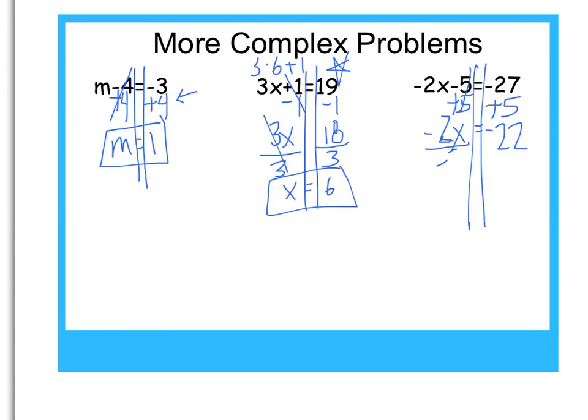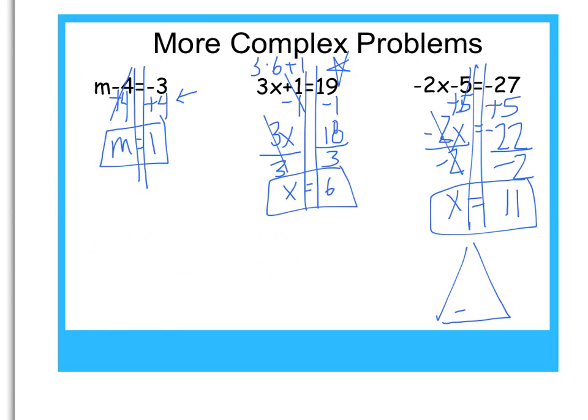Now I'm going to divide by negative 2 on both sides. This side cancels out, and I have x left over. On the right-hand side, 22 divided by 2 is 11. A negative divided by a negative is a positive. Remember your triangle. Cover up the negative, you're left with a positive answer.